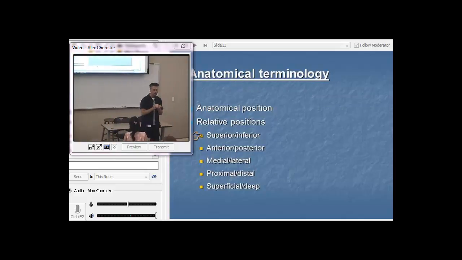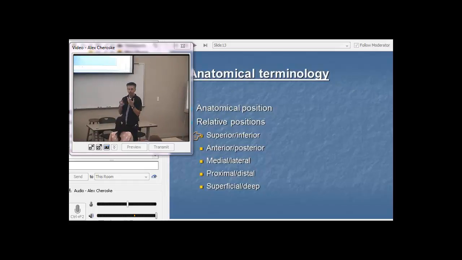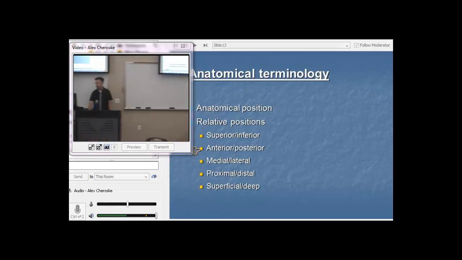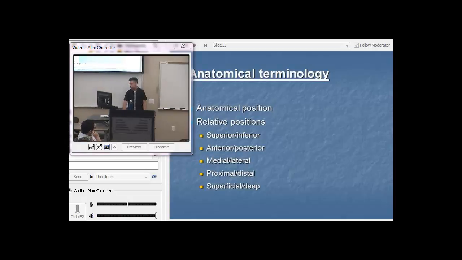If we switch that around and we say, well, I want to know the position of my mouth relative to my nose instead, you would say my mouth is inferior to my nose, right? So it all depends on the relationship between the two. So superior and inferior. We also have anterior and posterior. Now anterior and posterior is basically front and back, right?